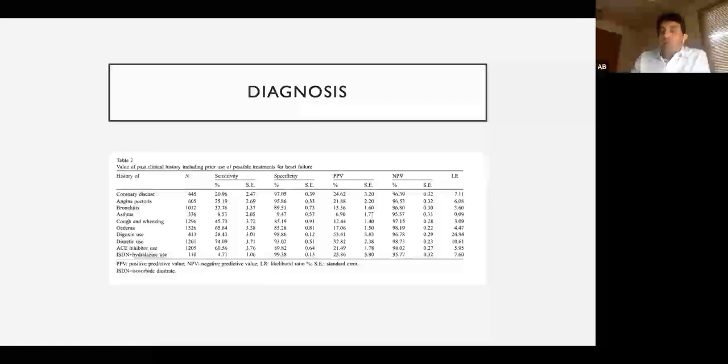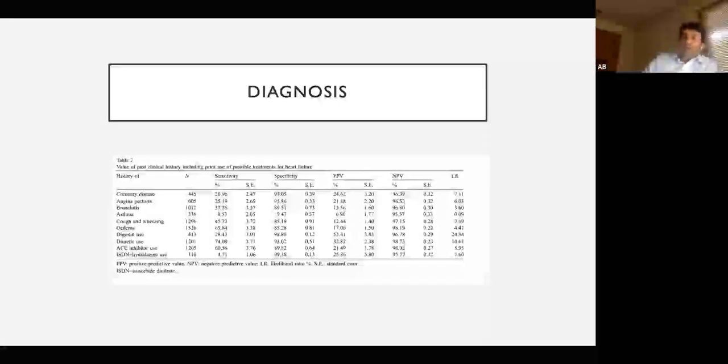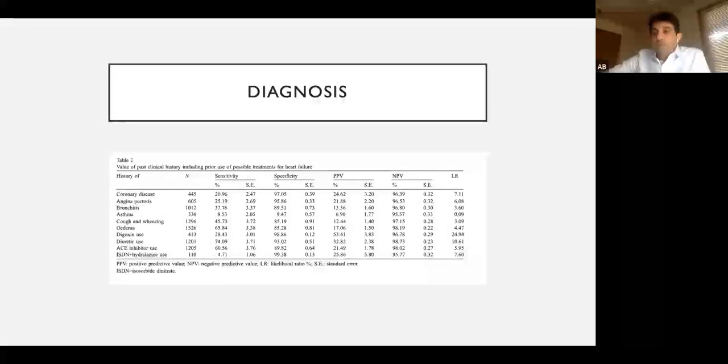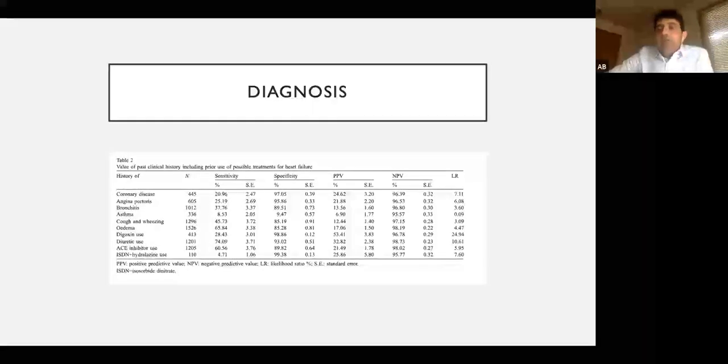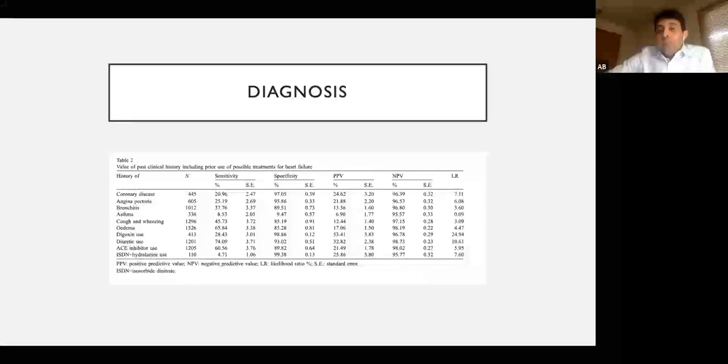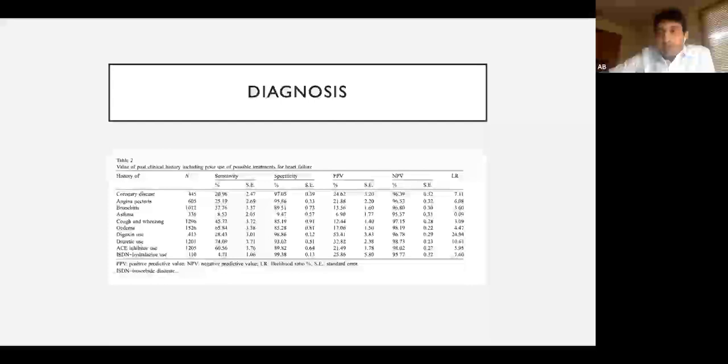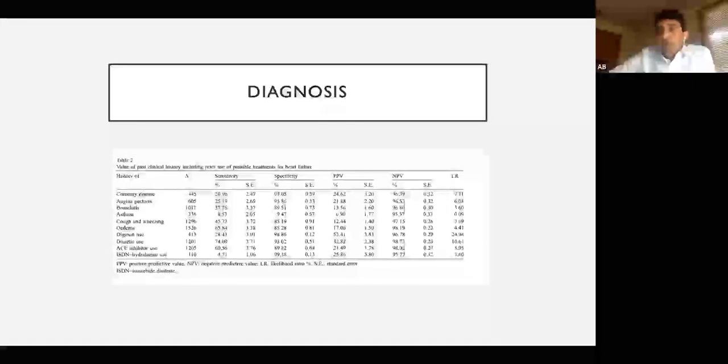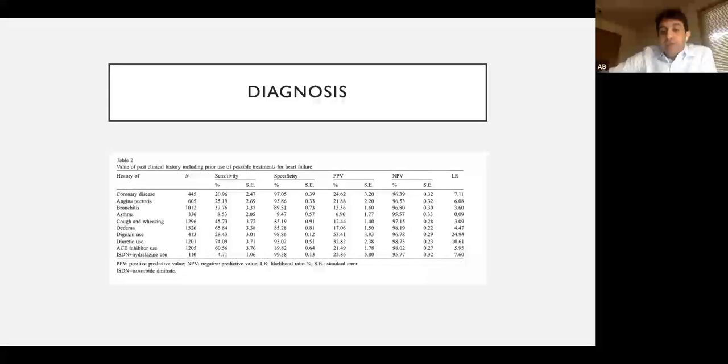This study shows you the value of past medical history, including prior use of medication. But most of the time, if they are new, they will not be on any medications. So you need to ask about coronary artery disease. If somebody with coronary artery disease shows up to your clinic, your office, or the emergency department with symptoms and signs of heart failure, the specificity is very high, but the positive predictive value is not that high. There is a difference between specificity and positive predictive value. We can talk about it at a later time.